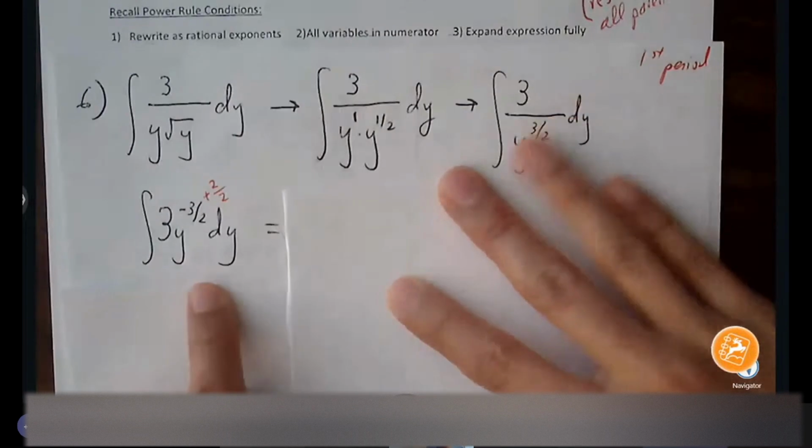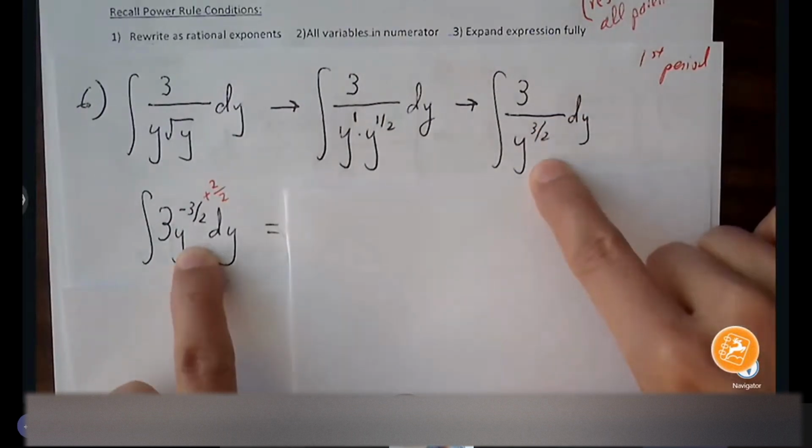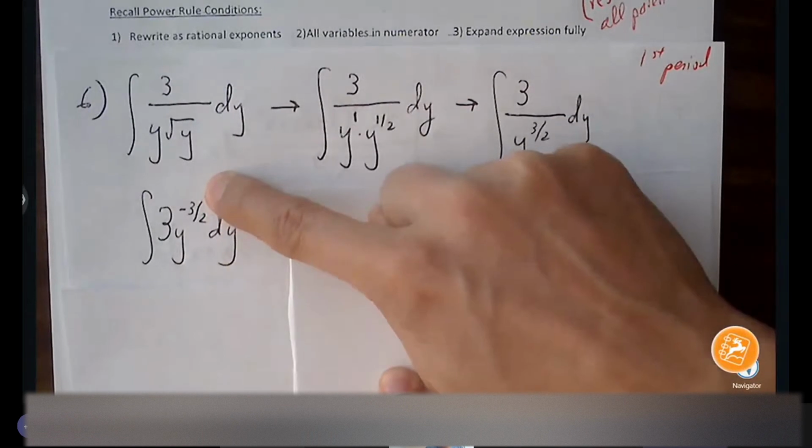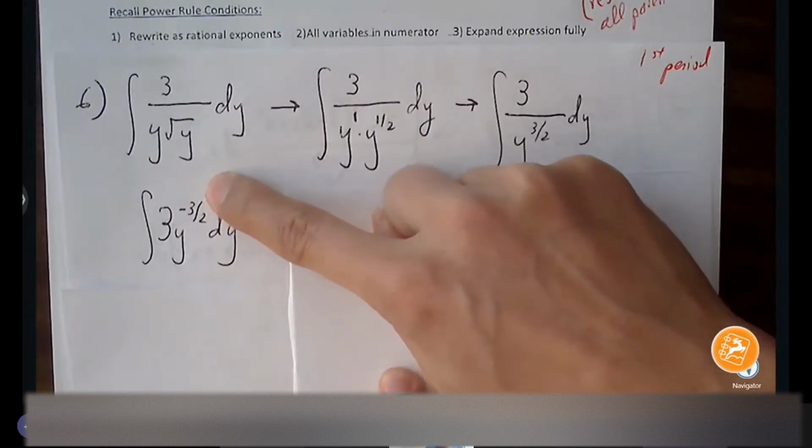Okay, so now we're ready for power rule. I'm going to get ready for power rule. I'm going to add 1 to the exponent, so plus 1, in this case, the same thing as plus 2/2.